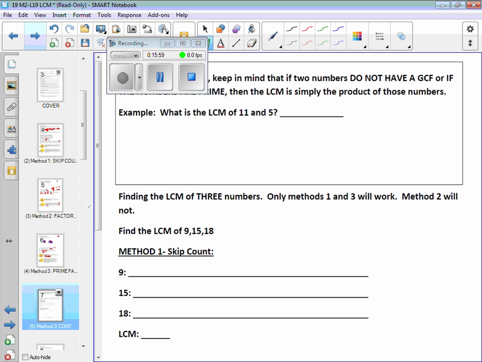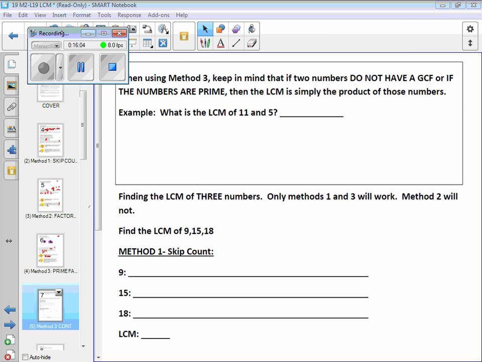Okay. One thing worth pointing out with LCM. If you have two numbers that do not have a GCF, or I shouldn't say a GCF, but no common factors. We covered this yesterday. If you have two numbers like 11 and 5, first of all, what's the GCF? 1, right? That's the highest number that goes into both. If they have no common factors, or they're prime, then in order to find LCM, what do you automatically do?